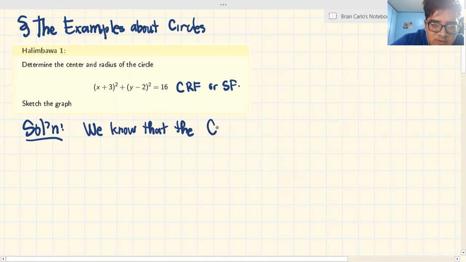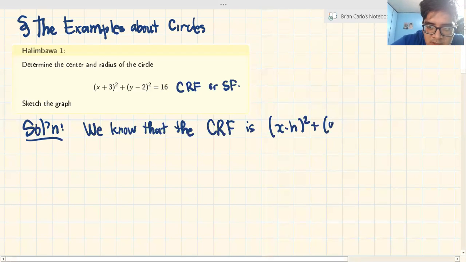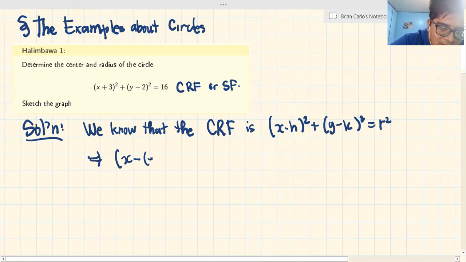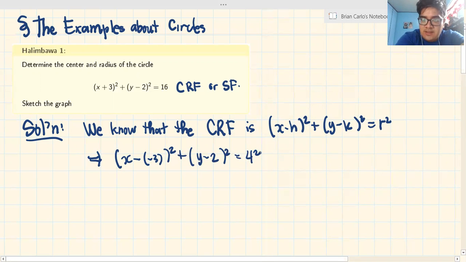the center radius form is (x minus h) quantity squared plus (y minus k) quantity squared is equal to r squared. So, ibig sabihin, pwede natin isulat yung given as (x minus negative 3) quantity squared plus (y minus 2) quantity squared is equal to 4 squared. Diba? Kasi diba 4 squared is 16.